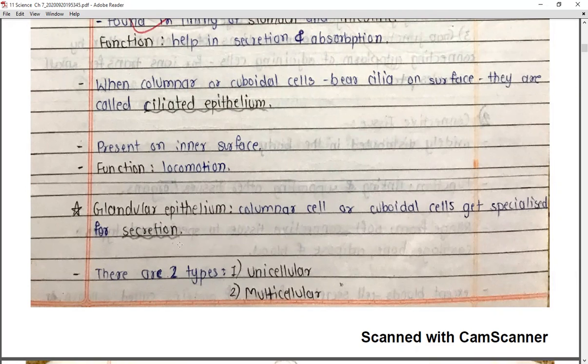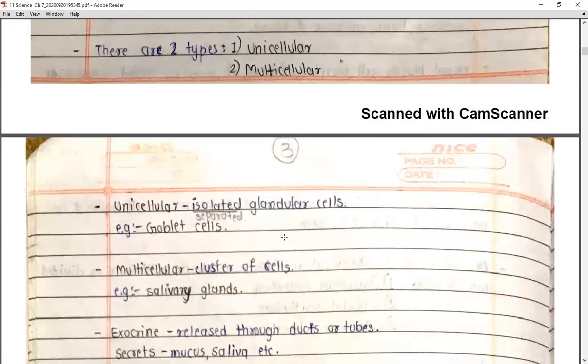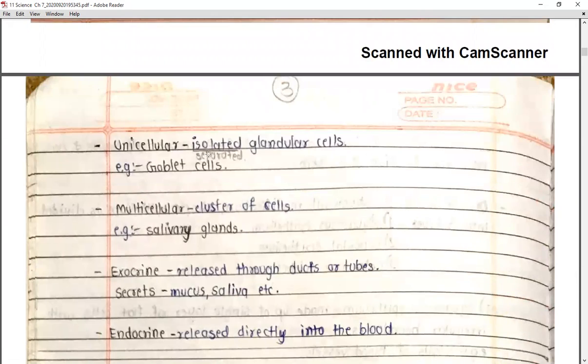This glandular epithelium is of two types, right? So first is unicellular and second is multicellular. Unicellular means they are isolated glandular cells. Isolated, that is, separated, right? That means in unicellular, what will be there?